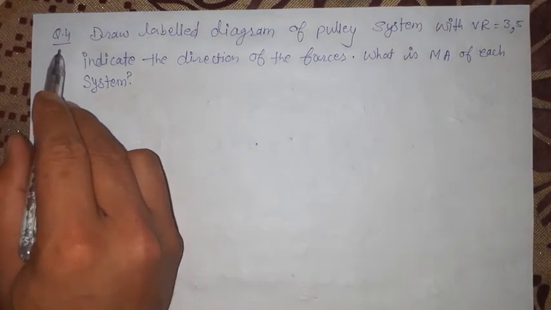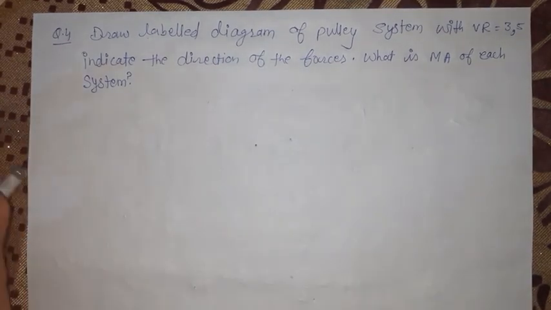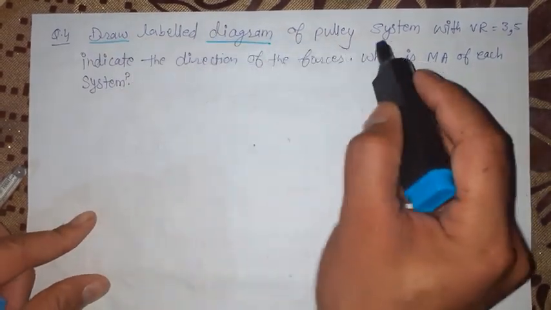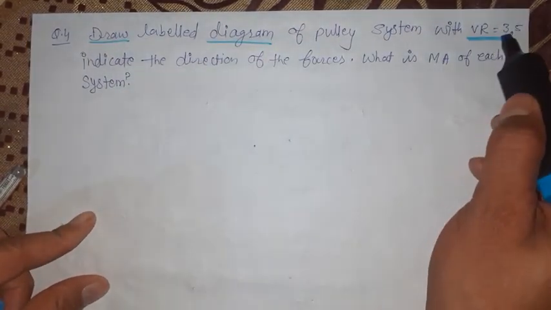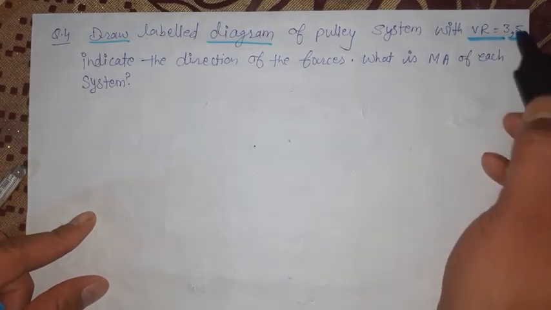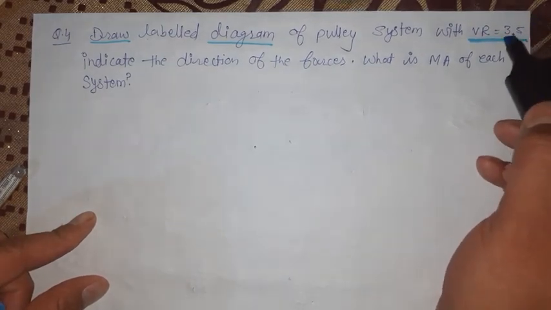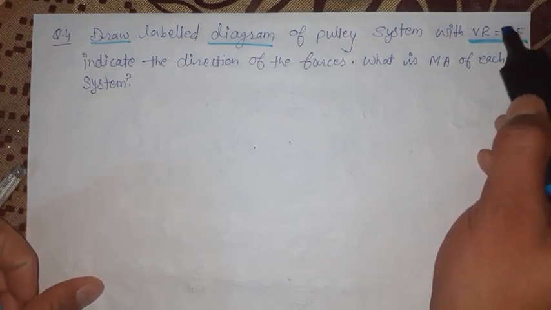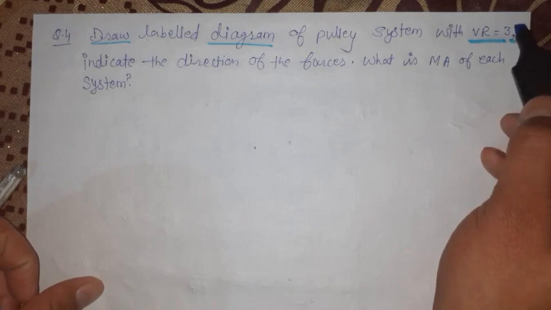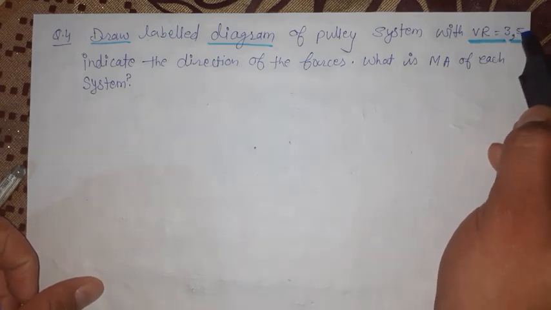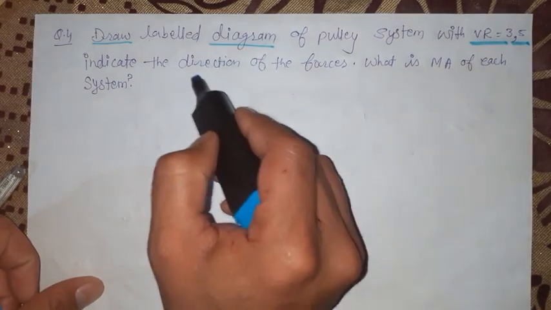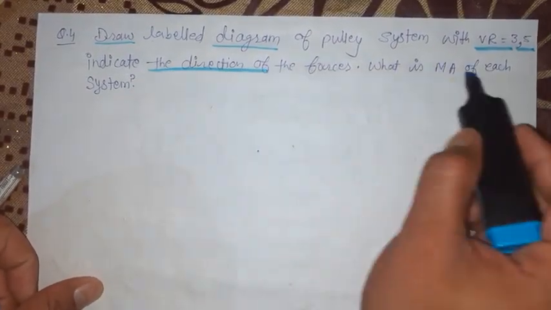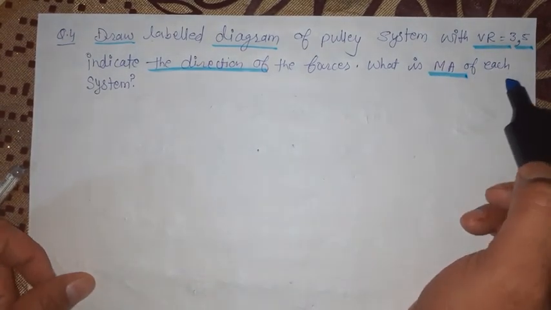Now there is this question number 4. Here, student, what we have to do is draw the diagram for velocity ratio 3 and velocity ratio 5. Okay, so we are having this block and tackle system. In it, this pulley system will have its mechanical advantage. Sorry, velocity ratio is 3 and velocity ratio 5. So that diagram we have to show, and we have to indicate the direction of forces, and what will be the mechanical advantage.